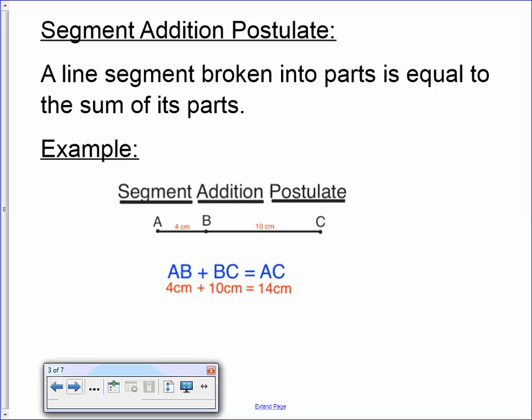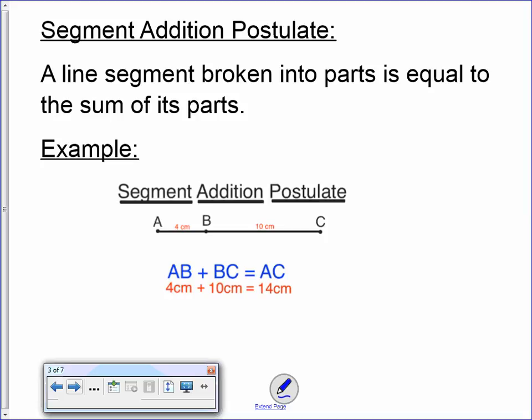So in these kinds of questions, we're going to be taking a look at line segments that are broken into pieces. It could be 2 pieces, 3 pieces, 4 pieces, numerous pieces. But typically we see it broken into either 2, 3, or 4. And the postulate states that the entire segment is equal to the sum of its parts.